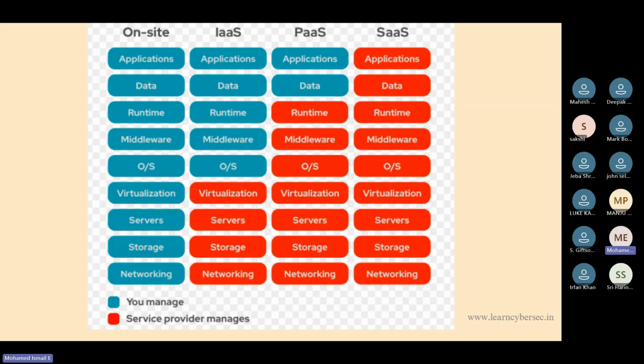SaaS is the most used model because it reduces all the headache. You see the you-manage part. Companies mostly don't want to manage any software. They don't want to manage any hardware. They just want to go and pay some money and use it as a service. That's why it's so famous.